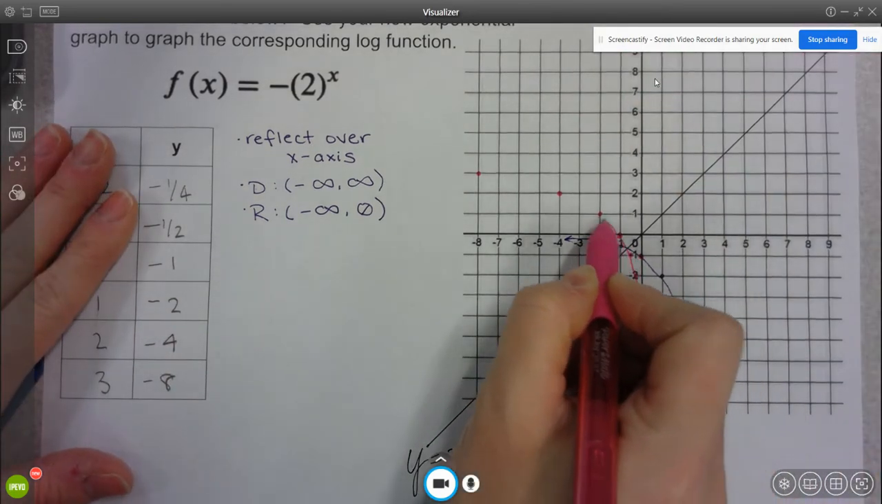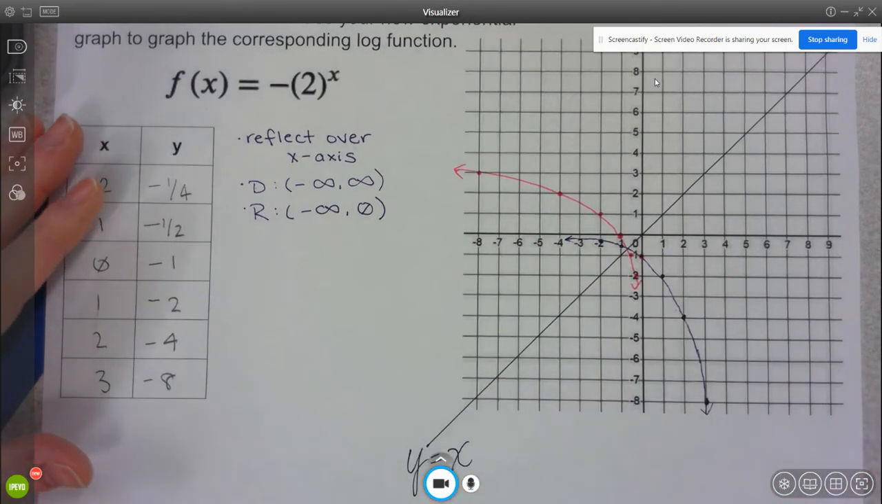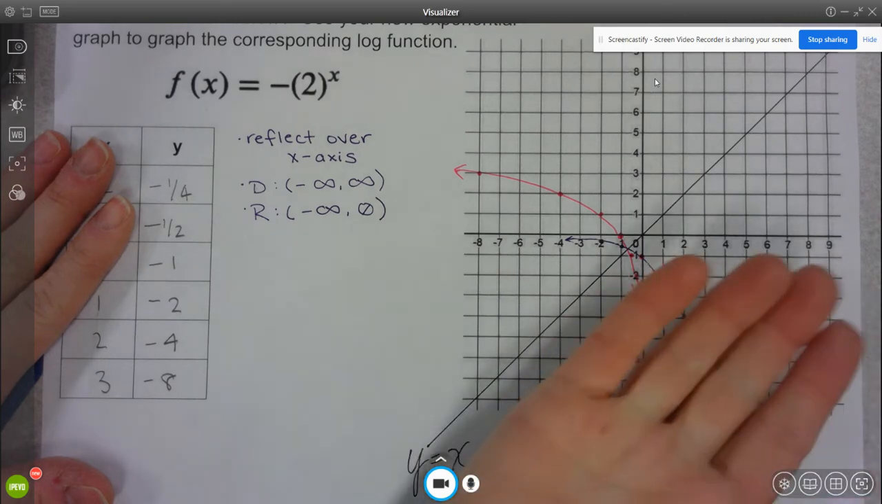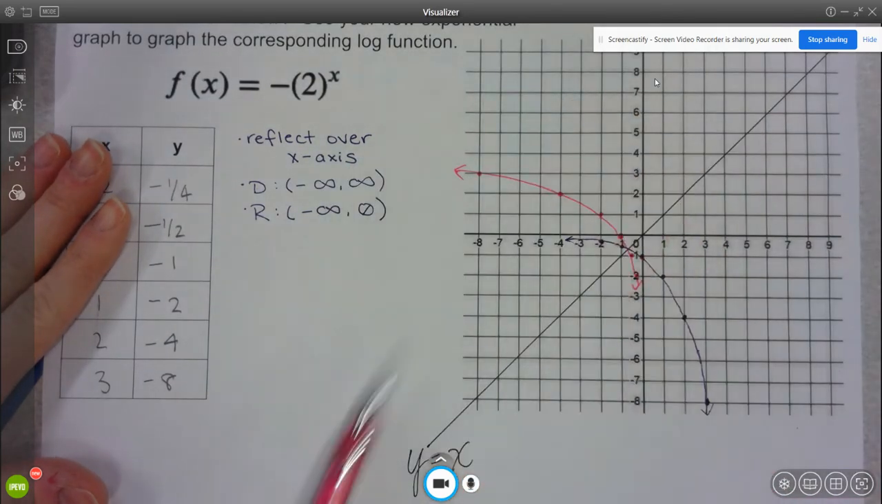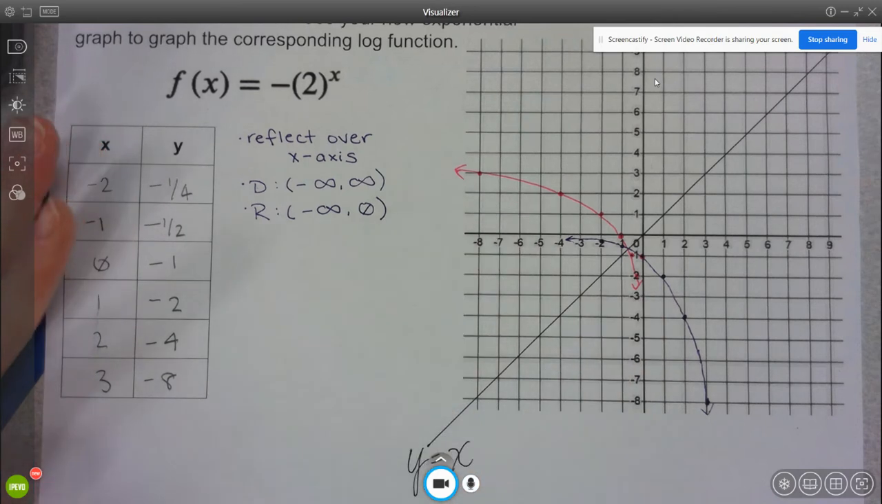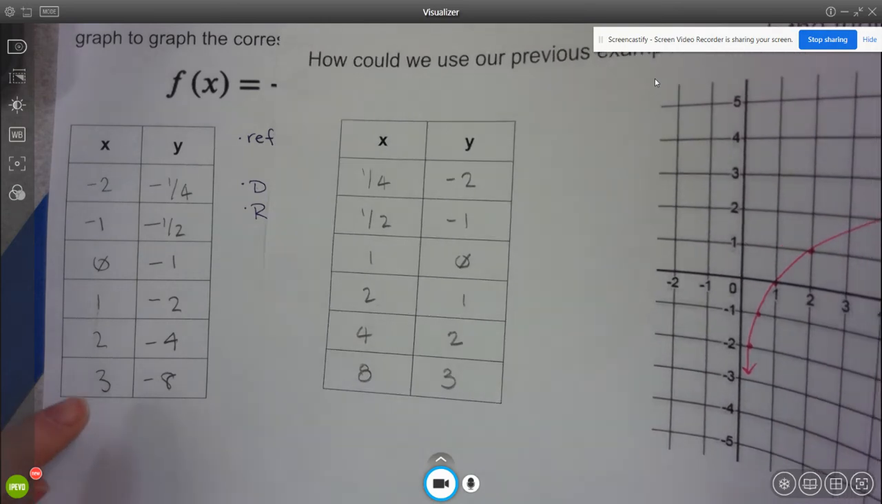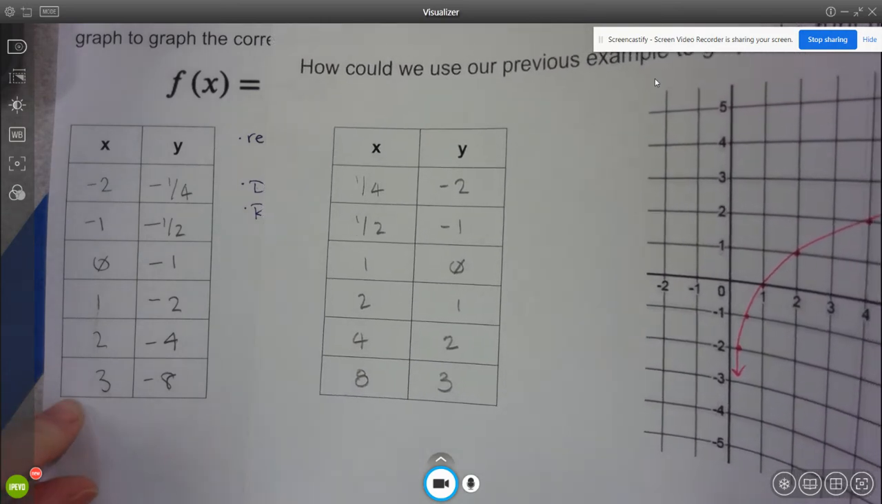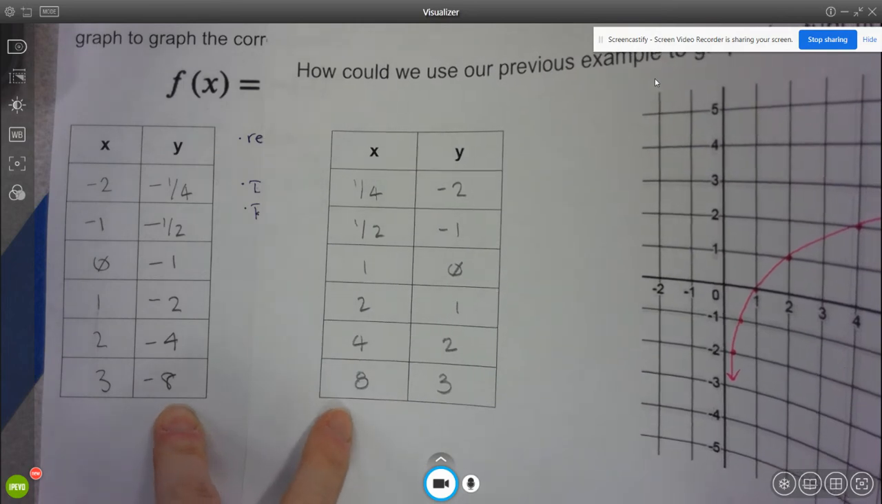Pretend that one pink dot isn't there. Minor brain fart. All right, so you can see that if I took this purple function and flipped it over the y = x line, I'm going to get my pink function. Now, in terms of my original log function, all of the output values are the same, but what changed was my input values.